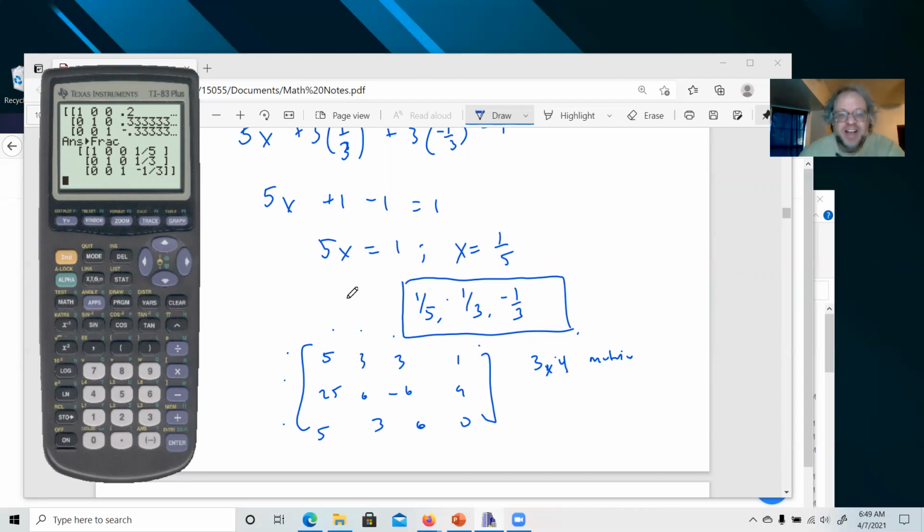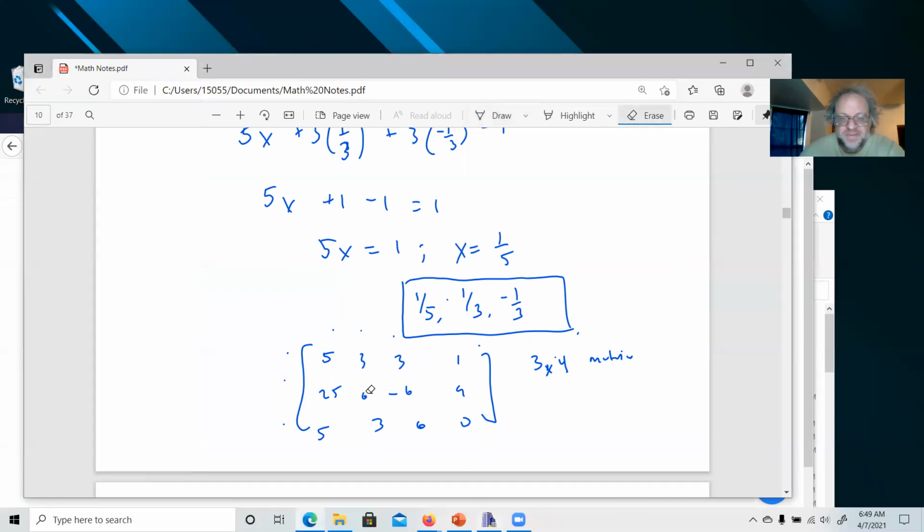If you're in my class and you have this on your exam, yes, you must do this and show me you can do it by hand, because somewhere in the world you're going to be doing this.